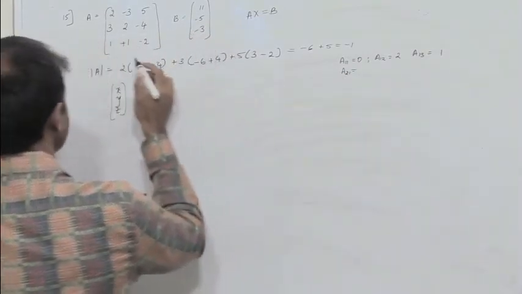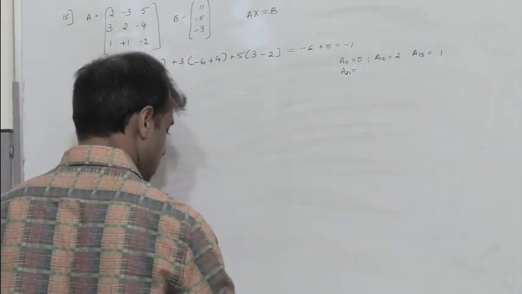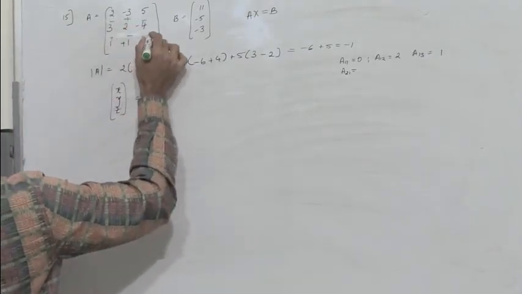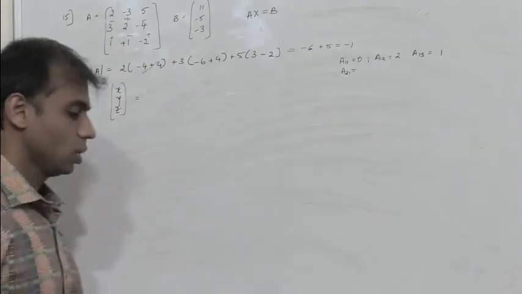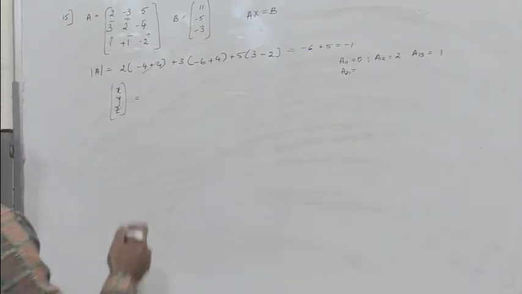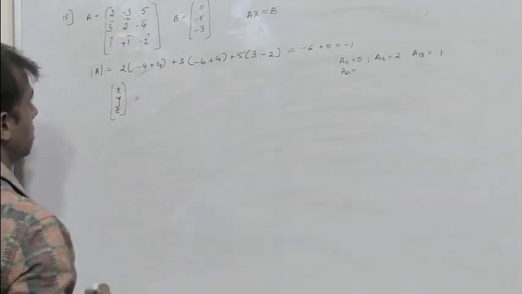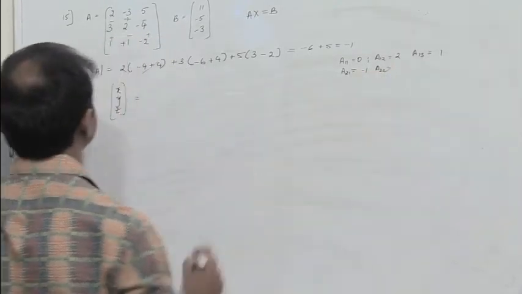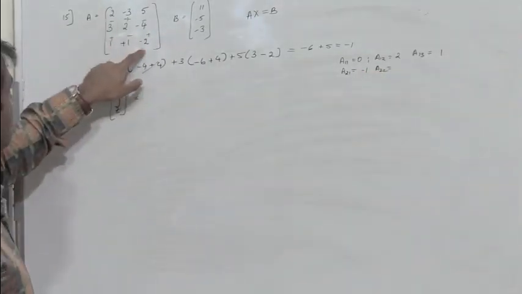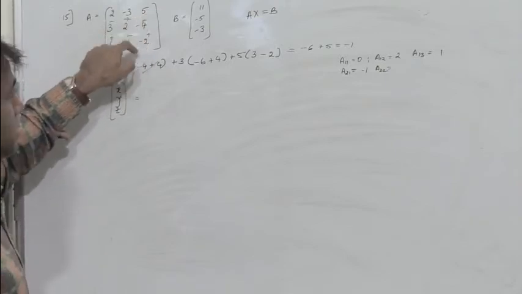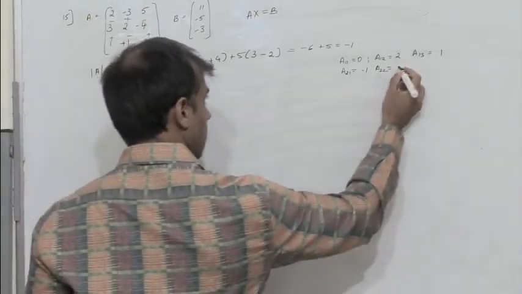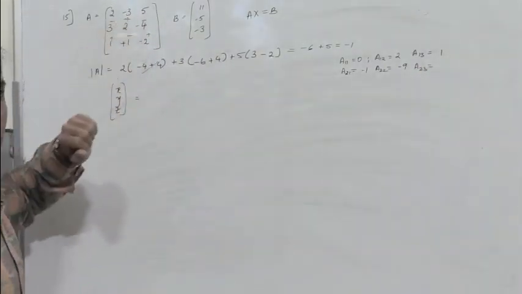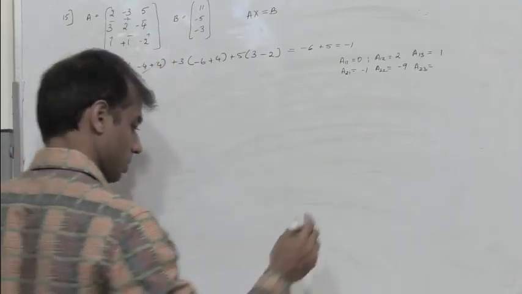Next, A21. Let me write the signs for easy reference: minus plus minus, plus minus plus. What is A21? A21 is 6 minus 5, which is minus 1. Next, A22 is minus 4 minus 5, so minus 4 minus 5 is minus 9. Next, A23 is 2 plus 3, which is 5, with a minus sign, so I get minus 5.